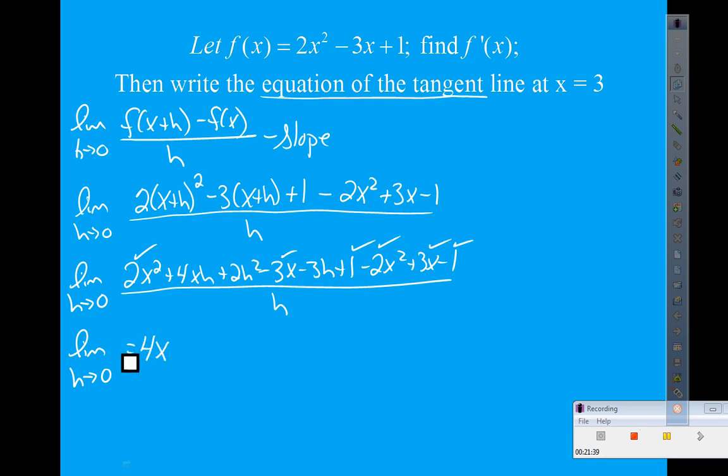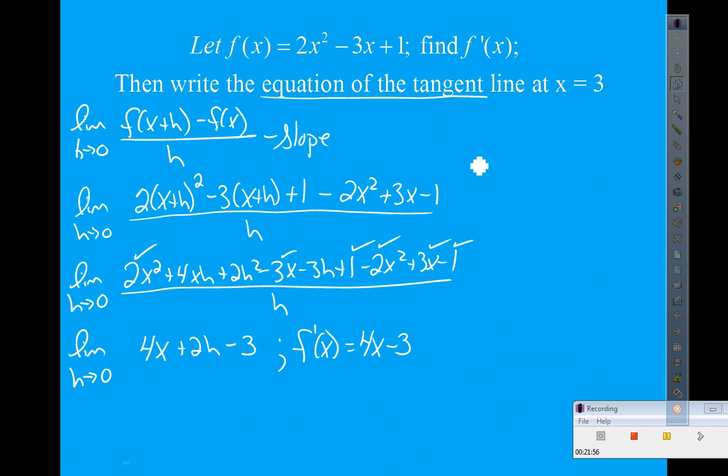Don't need an equal sign there. I've got 4x plus 2h minus 3. So here's what I got. f prime of x, the equation that will tell me the slope of the tangent line at any point that I want to work with, is 4x minus 3. That's what I've got so far.